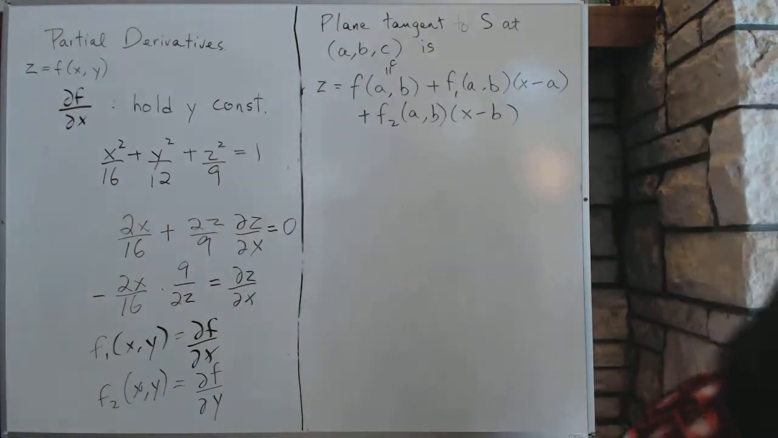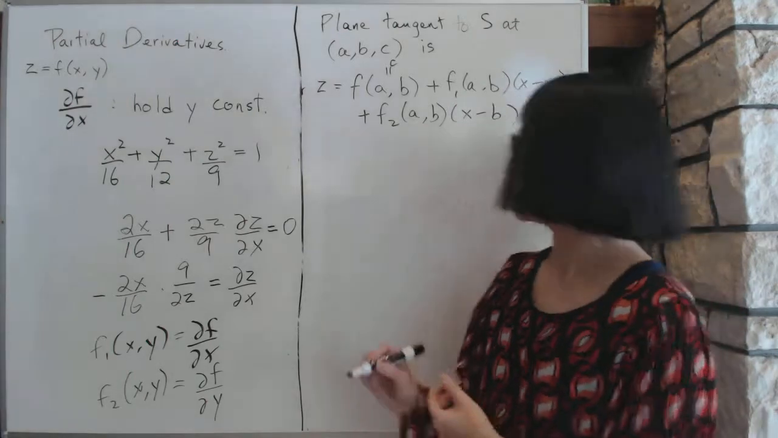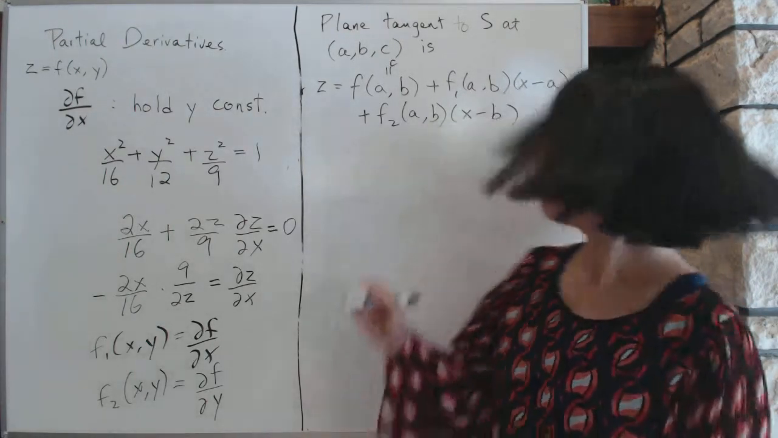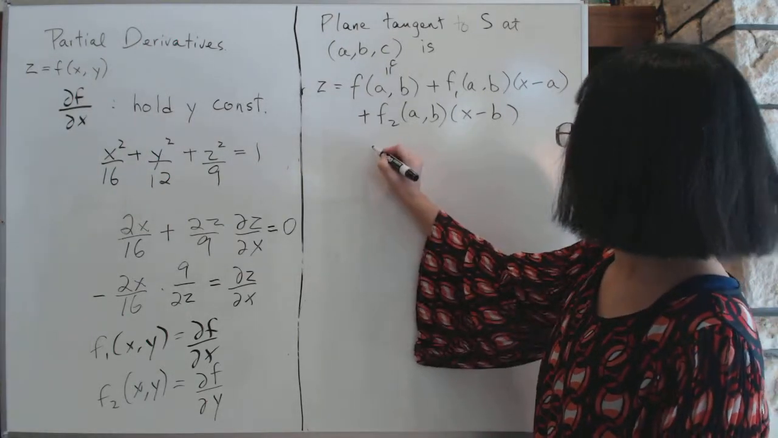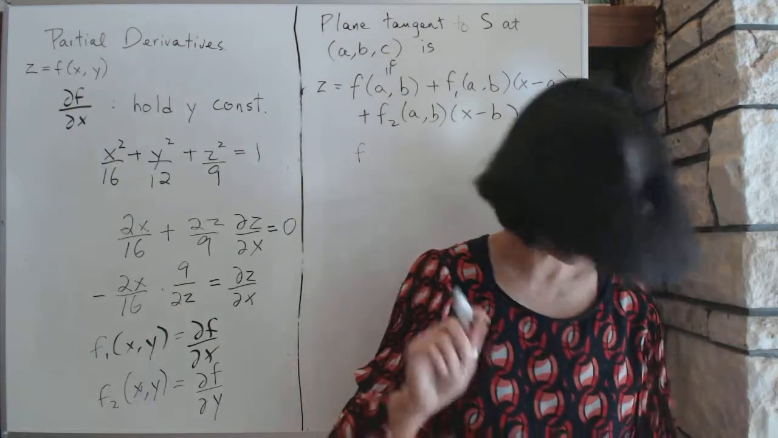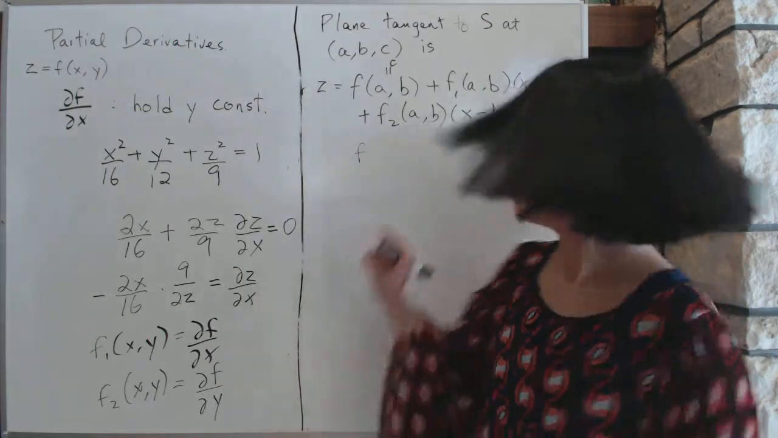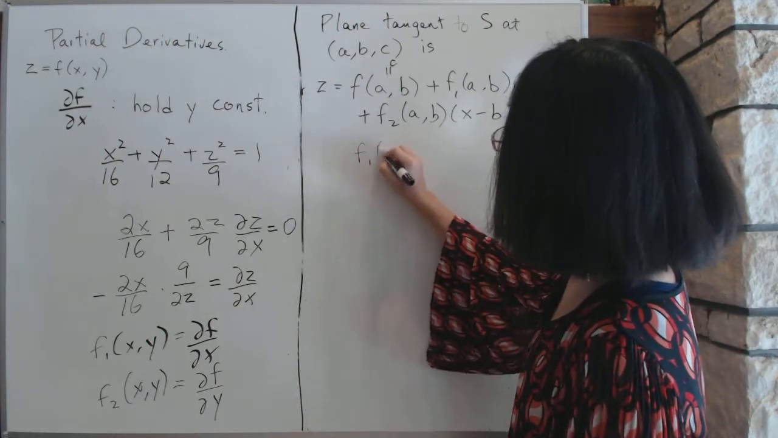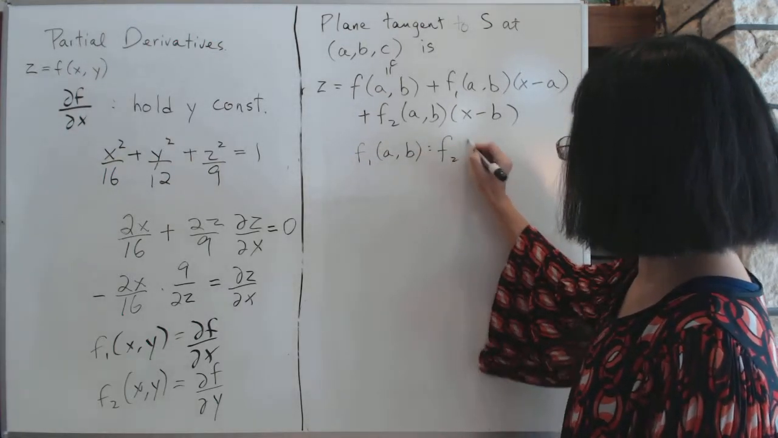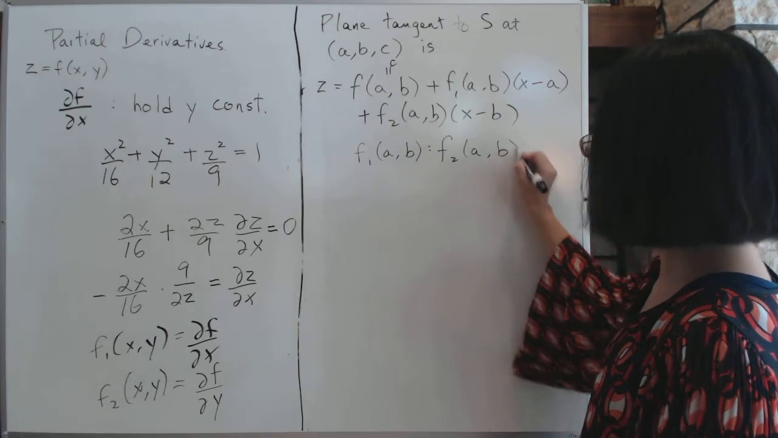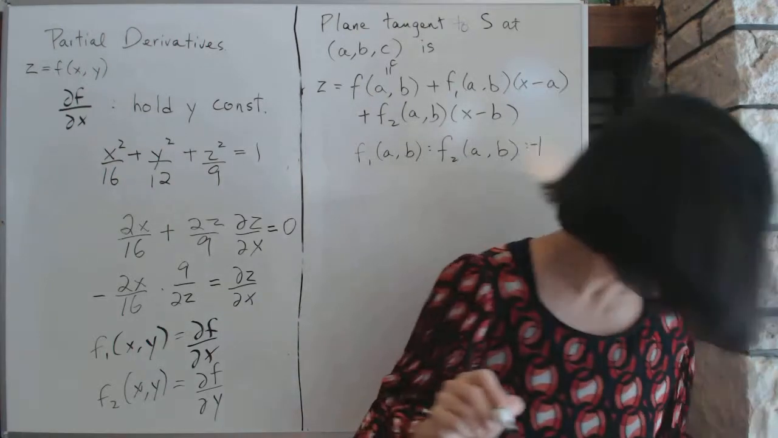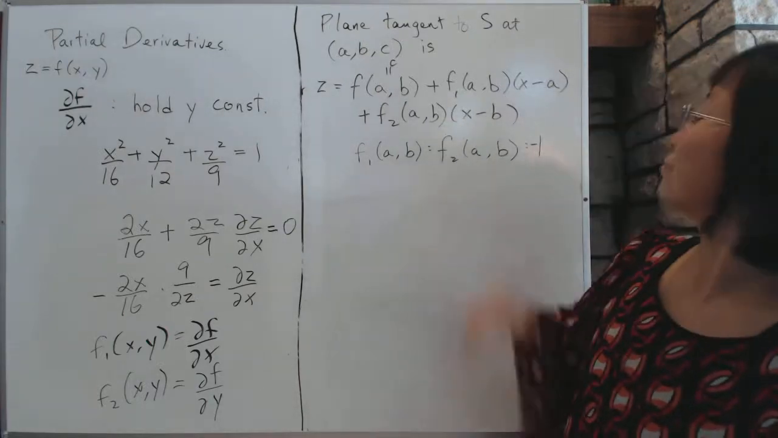So the formula of the normal from more elementary math is given as a ratio. The ratio is f1(a,b) comma f2(a,b) comma, pardon me, negative 1, and that is the normal.